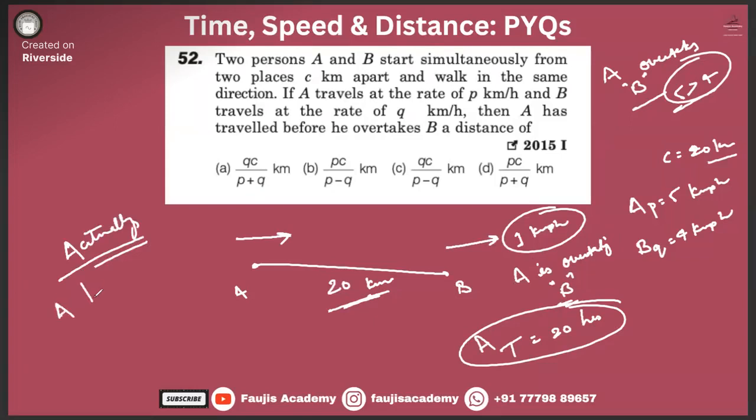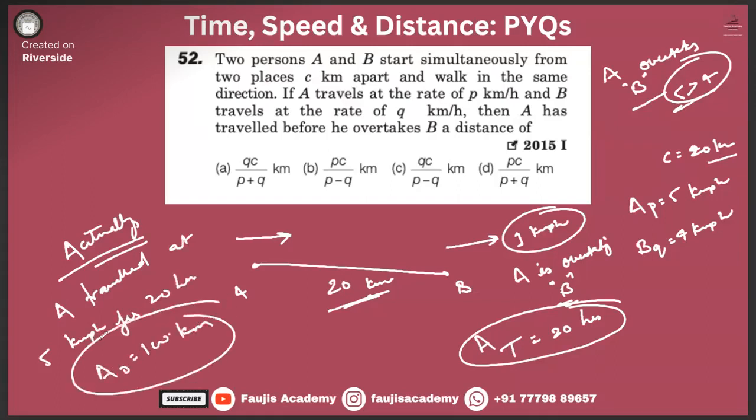A traveled at 5 kmph for 20 hours, right? That means A traveled a distance of 100 km. Did he travel for 100 km?